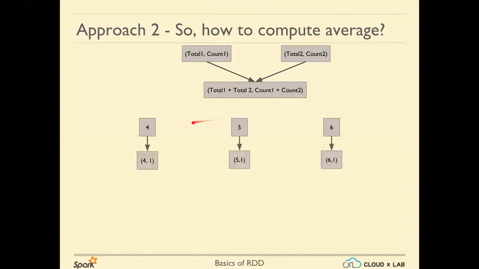So if our RDD has 4, 5, and 6 as values, we will first convert it into a tuple.